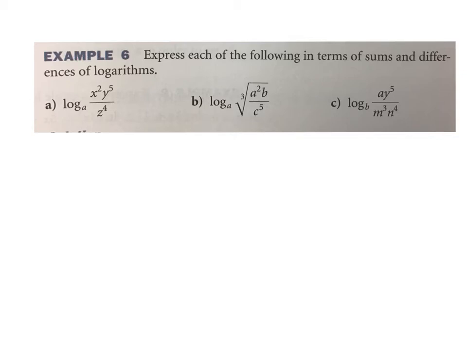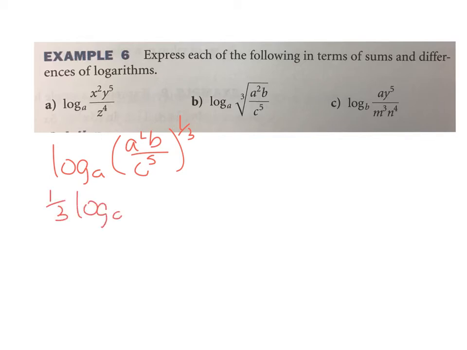Okay, part B, I basically have this right here, log base a of all this stuff, a squared b over c to the 5th, all to the 1/3 power because it's a cube root. So I'm going to go ahead and move the cube root to the front of the log, and I still have this a squared b over c to the 5th. So now what I'm going to do is put a 1/3 in the front, make a big bracket, and I'm going to simplify that as much as I can.